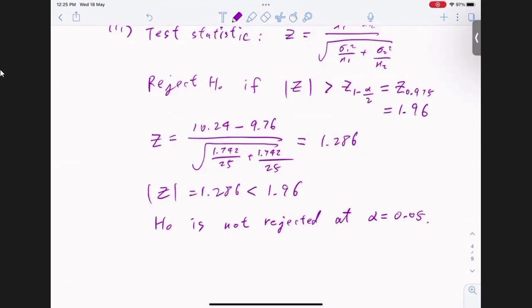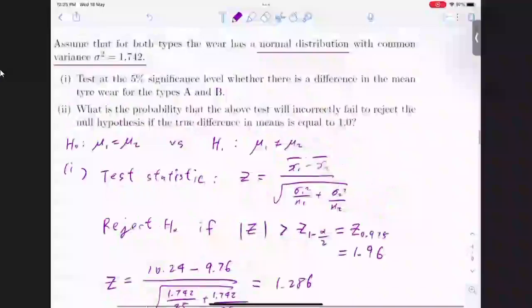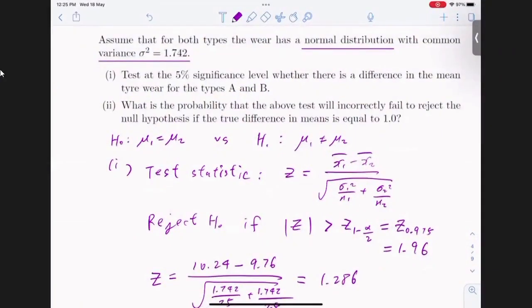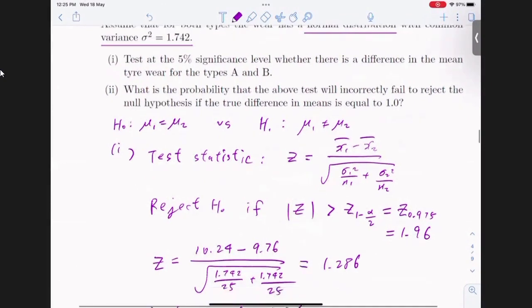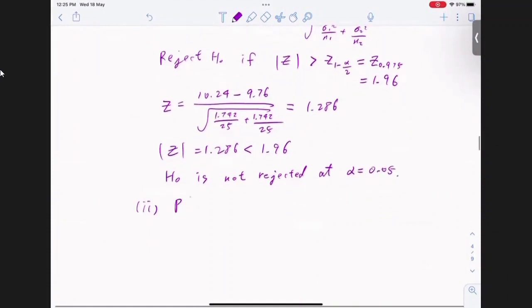Now in part 2, so this is part 1, okay? So in part 2, we are asked to find a probability, the probability that the test will incorrectly fail to reject the null hypothesis if the true difference is actually equal to 1, not 0. So this will be a probability calculation problem. So we want to compute this probability, not rejecting the null hypothesis when the difference is equal to 1. Okay? Under this scenario, the probability of not rejecting H0. So first step is to identify under what situation we will not reject the null hypothesis.